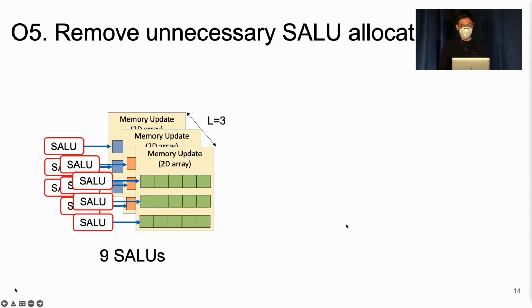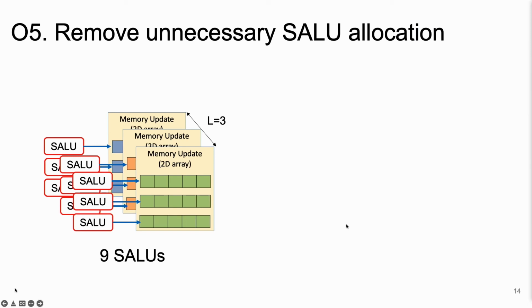Let's look at the next optimization. It is reducing SALUs for multi-level sketches. Recall that a SALU is hardware in charge of read and write operations and handles memory accesses. A SALU must be attached to each 1D counter array. In this example, we have 3 counter arrays per level, and we have 3 levels. So a total of 9 SALUs are required.